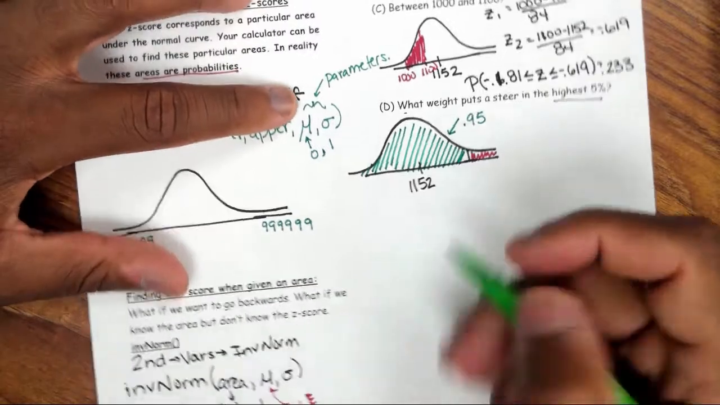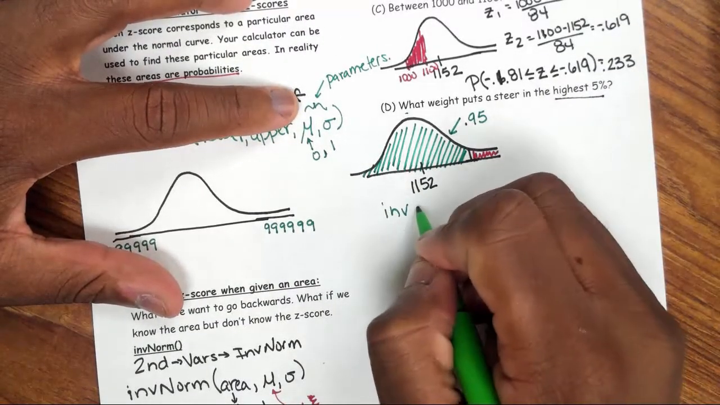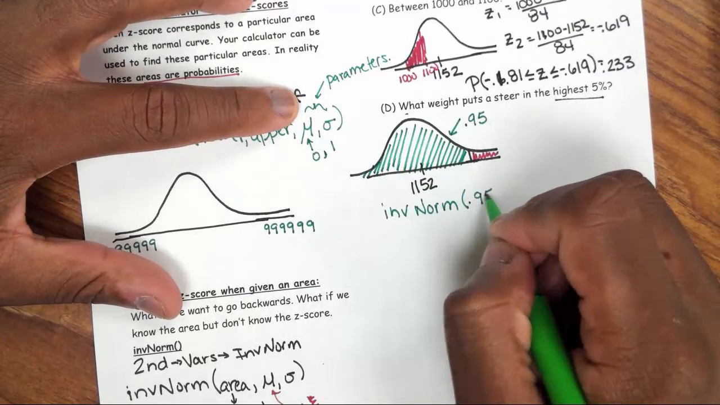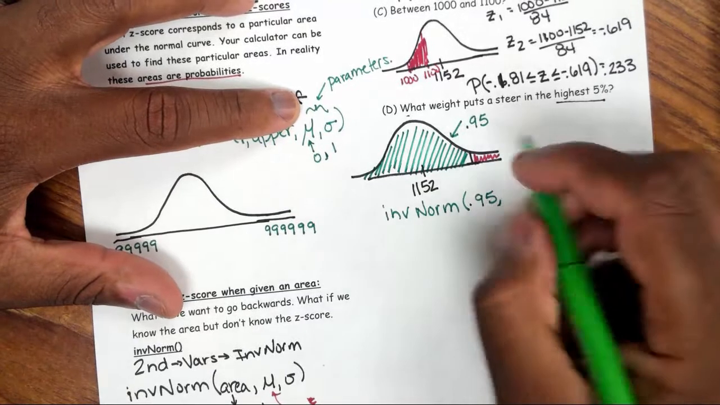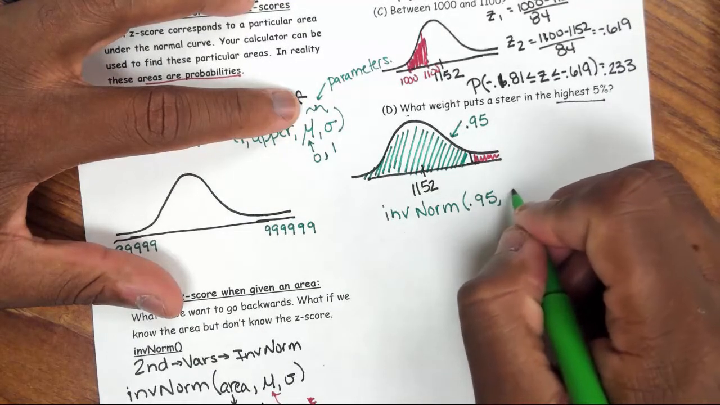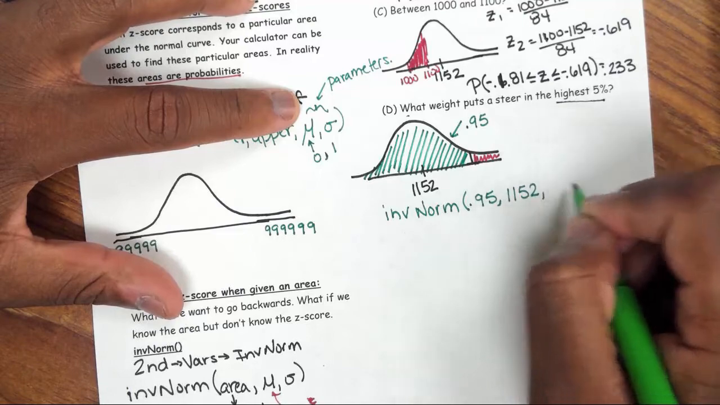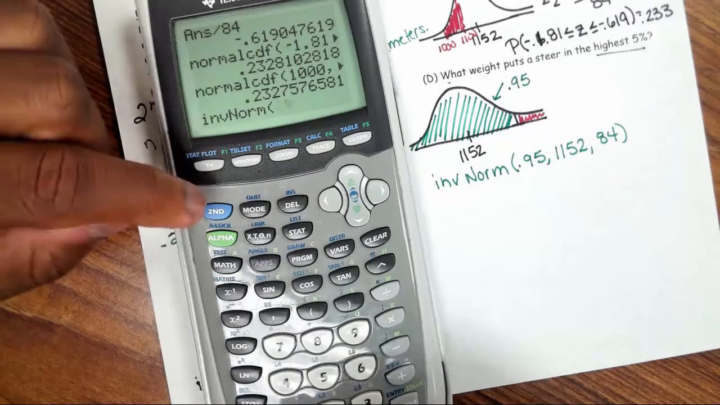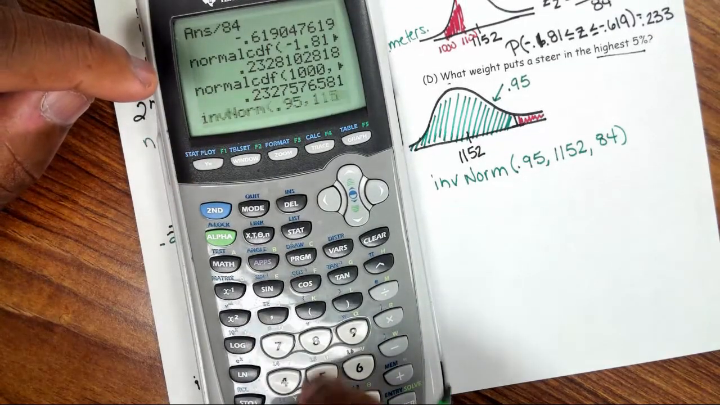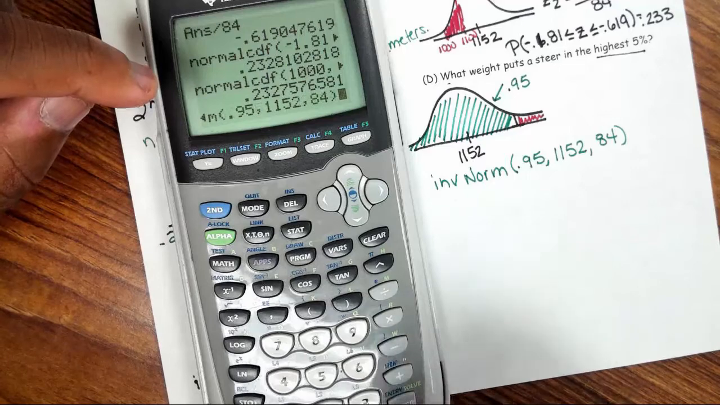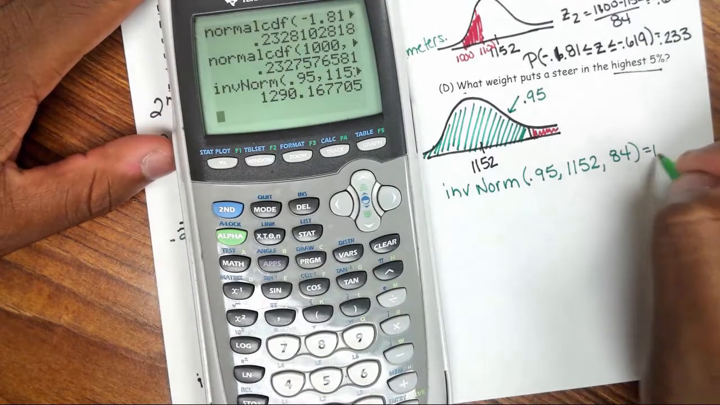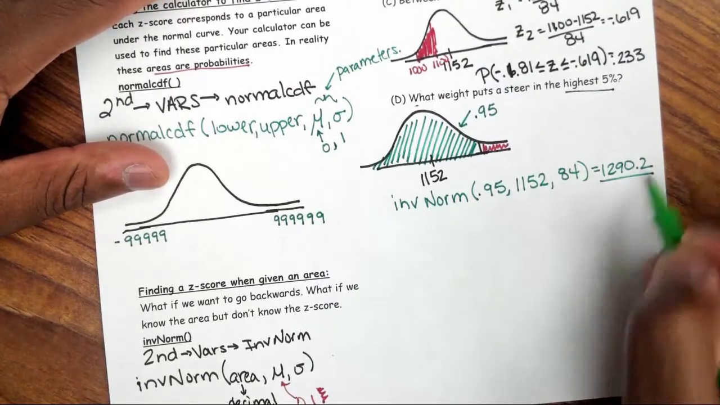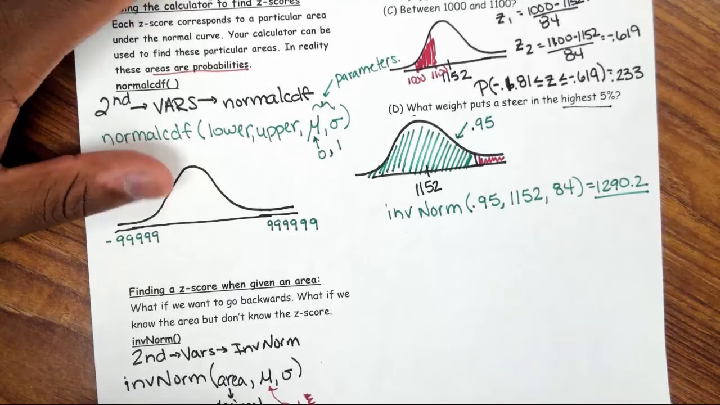So when you do this formula here, you're going to do inverse norm. They want an area. The area this time is the green area, which is 0.95. The mean is 1152. Standard deviation is 84. When you calculate inverse norm 0.95, 1152, 84, this is equal to 1290.2. So any steer that weighs this amount or more is going to be in the top 5% of weights for all steers.